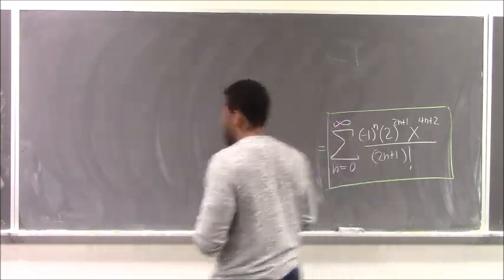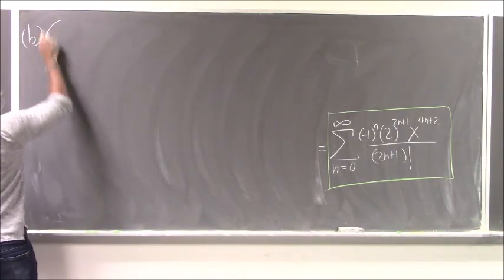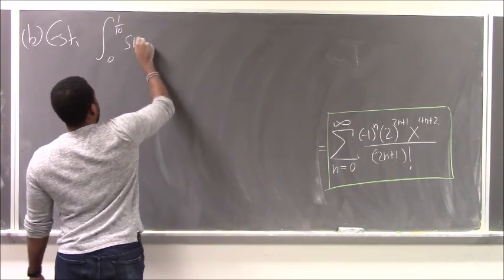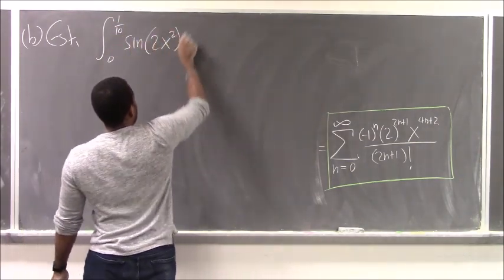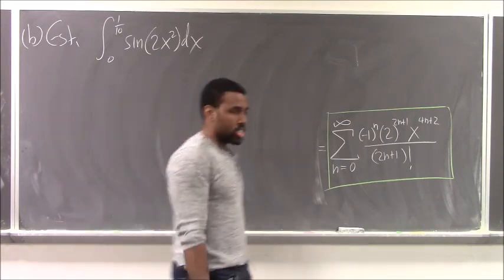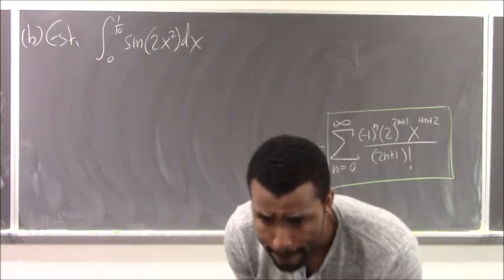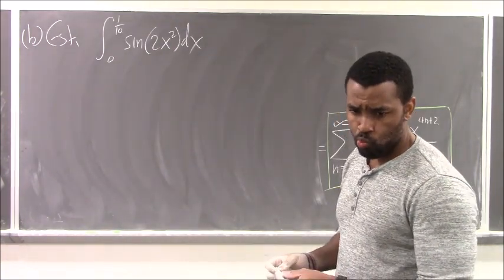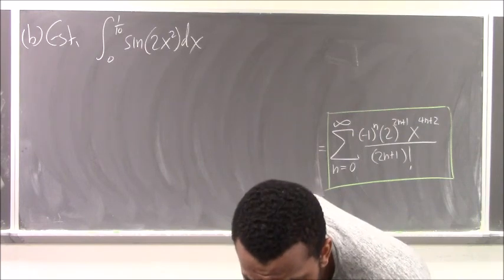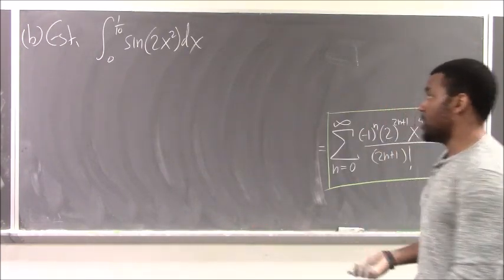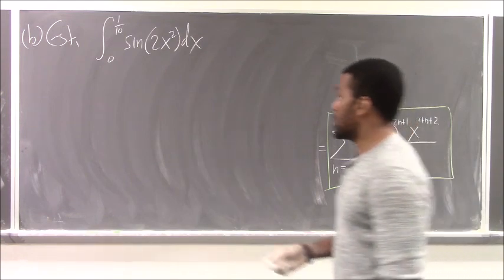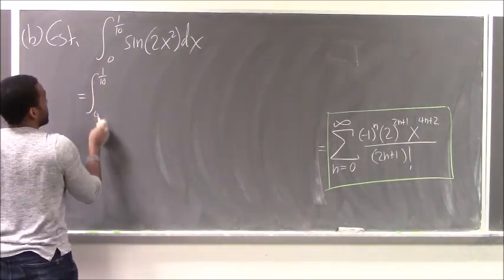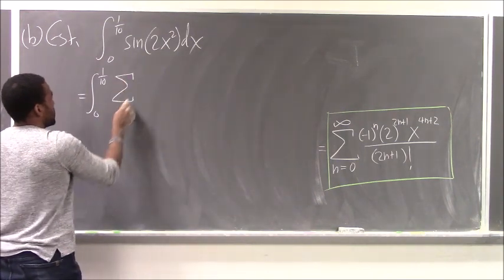So now what we're going to do is part B. Estimate the integral from 0 to 1 over 10 of the sine of 2x squared dx using the sum of two fractions. Ideas here? Right, you just use the first two terms of the series essentially. So I know that this is equal to this series.